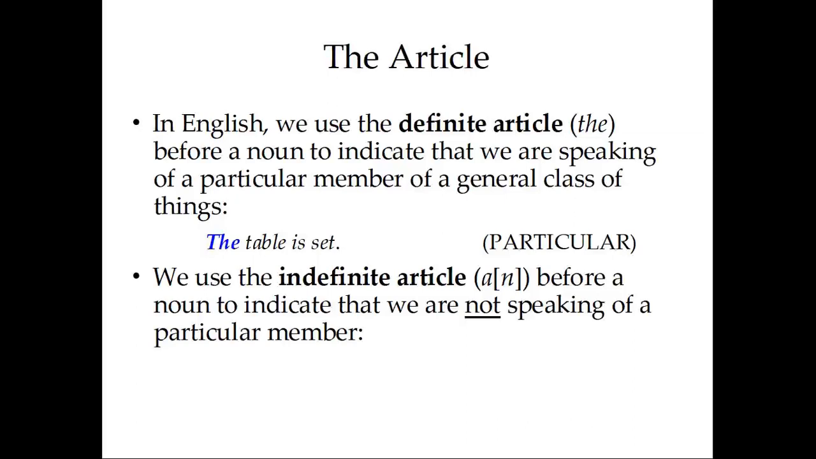We use the indefinite article, a or an, before a noun to indicate that we are not speaking of a particular member. For instance, a table can be made of wood. I'm not talking about anything in particular.